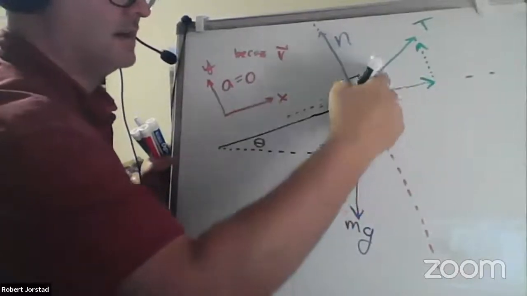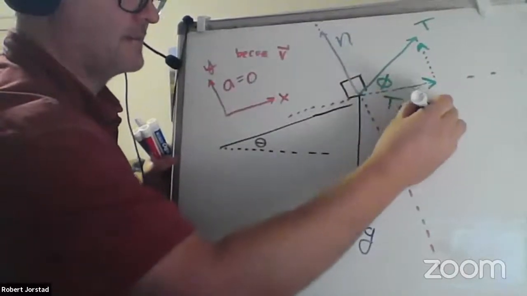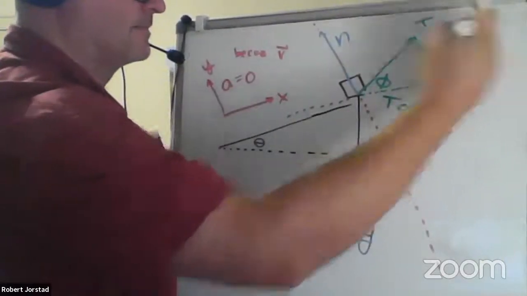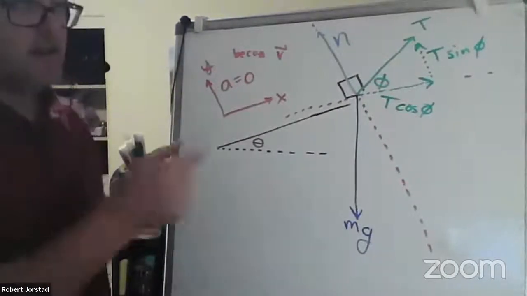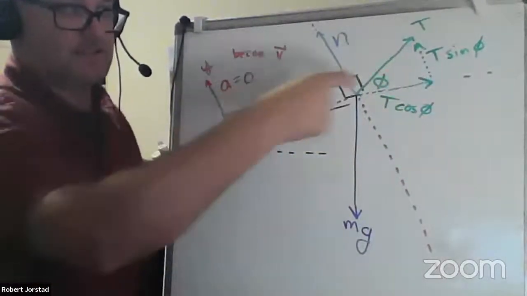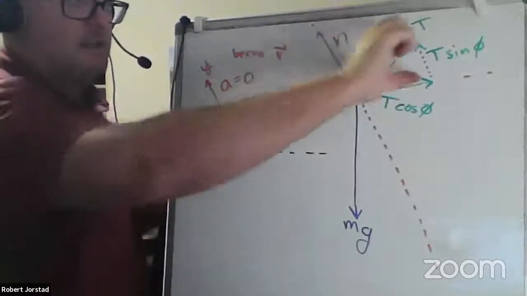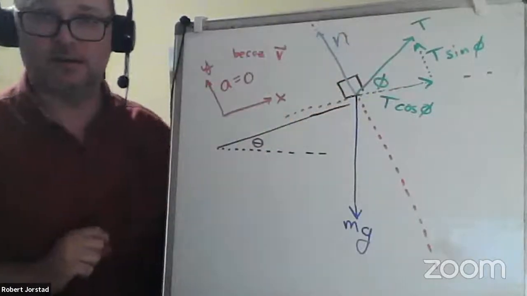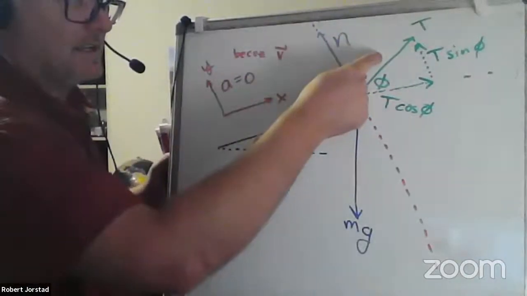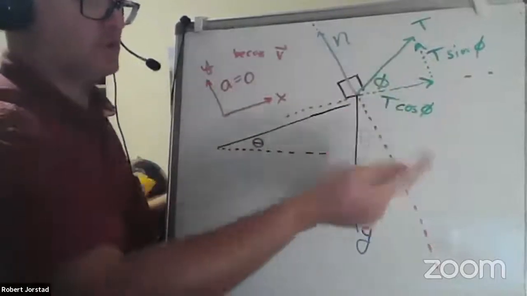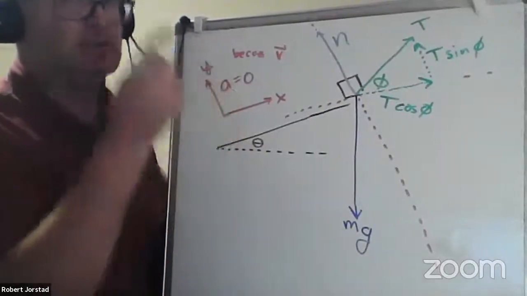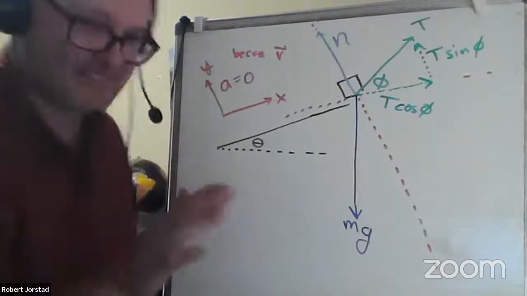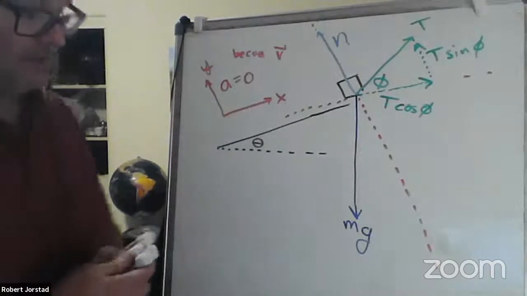This would be T cos phi because it's adjacent to the angle. This is opposite. And notice this is the X component. It matches the X component of my coordinate system. This is the Y. It matches the Y component of my coordinate system. So the vector is split into components which match your choice of coordinate system. You could choose whatever you want, just do what I recommend. That's what I recommend for a reason. You'll see later.